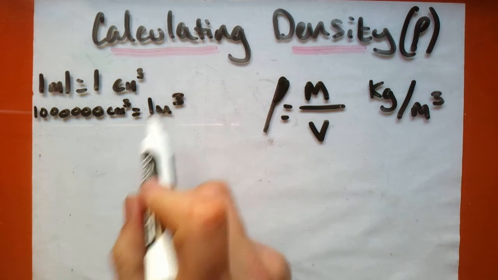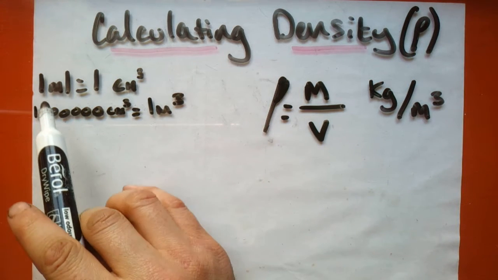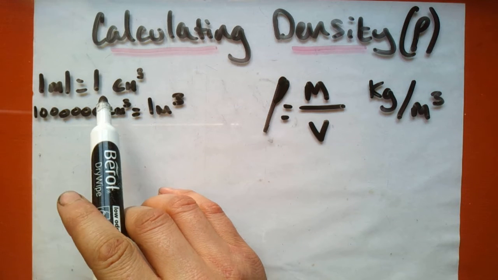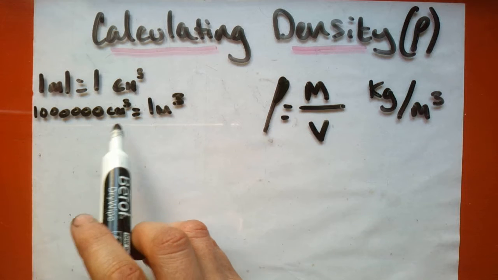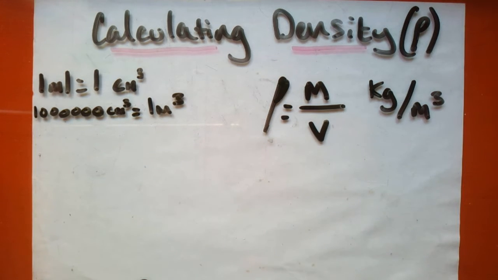I've written down some useful conversions here. 1 milliliter of water or liquid is the same as 1 centimeter cubed. And 1 million centimeters cubed is the same as 1 meter cubed of water, or a liquid. For this example, we're going to use water.